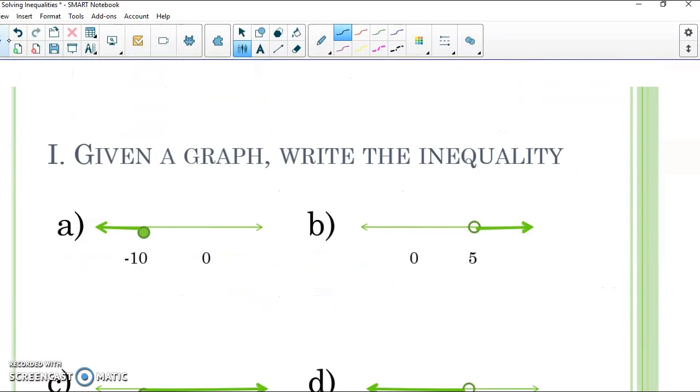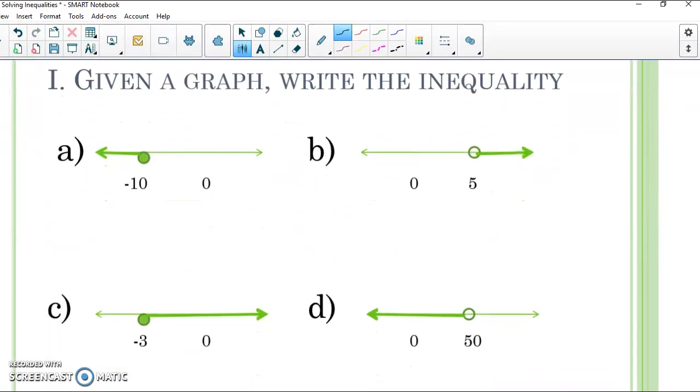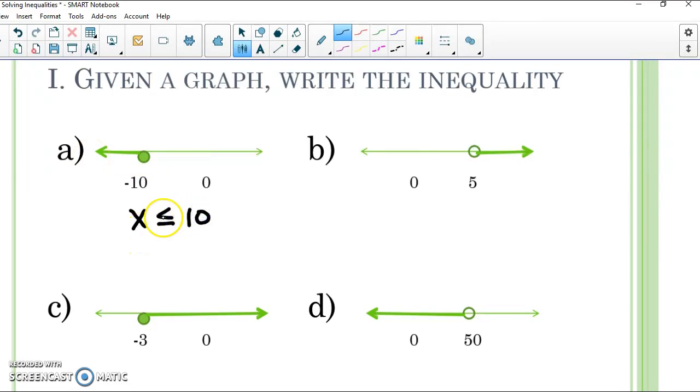So let's try some more out. On your homework, you're going to be given graphs and have to write the inequality that goes with it, and vice versa. So when we're given a graph and we need to write the inequality, it doesn't matter which variable you choose, but we need to look at the type of circle used and the direction of the shading. So I have filled in the circle at 10 and shaded everything to the left. So my solution, or the value of my variable, is equal to 10 and everything that's less than 10. So I will say x is less than or equal to 10.